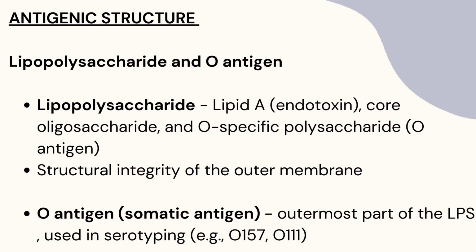O antigen or somatic antigen. It is the outermost part of the lipopolysaccharide. And this O antigen is highly variable among different strains of E. coli. It is used in serotyping to classify E. coli into distinct serogroups, for example O157, O111, and this classification is based on the sugar composition and glycosidic linkages.